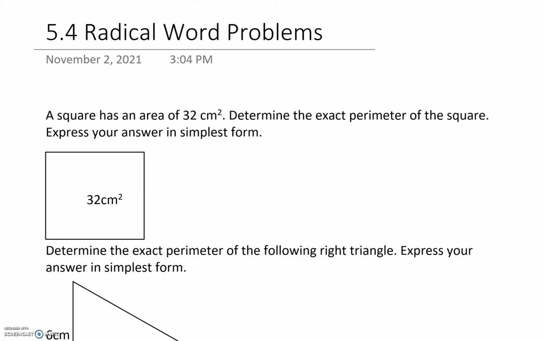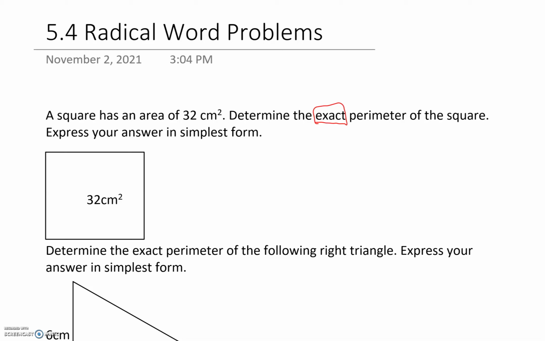Hello and welcome to my video, lesson 5.4, radical word problems. So we're trying to solve these questions, but it involves using radicals. You're going to know that it's this type of question when it says the exact perimeter or exact area or whatever, because you're going to have to leave it in radical form. You can't just simply use your calculator here, unless you have a calculator that's actually banned on the tests.